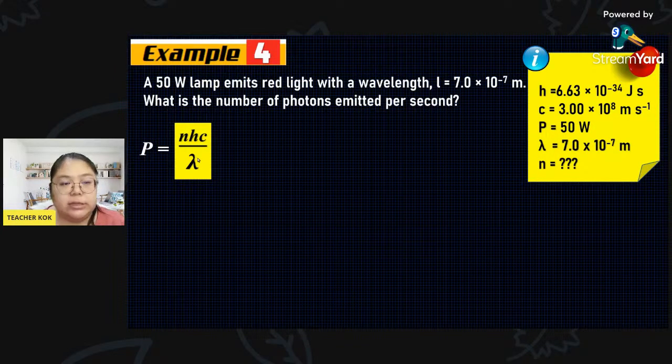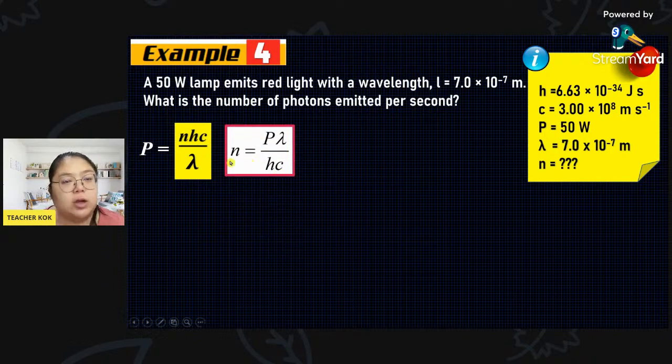Okay, for this question, what I want to find is the N. So you need to change the positions. Put the N alone, then bring the P to the other side, then you find the answer. So when I put N alone, it becomes like this: power multiplied by the wavelength, over the Planck constant multiplied by the C.